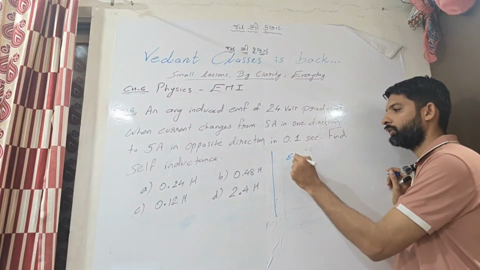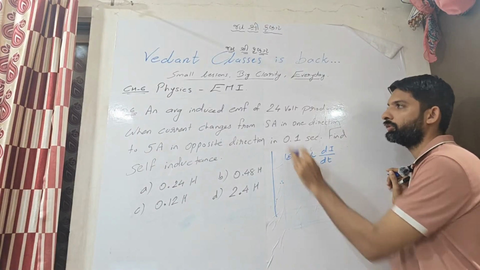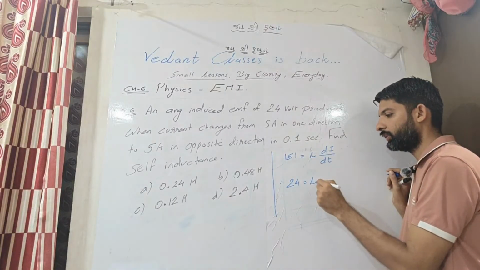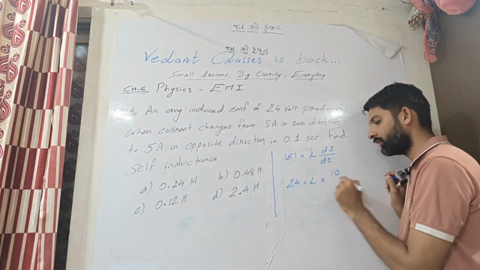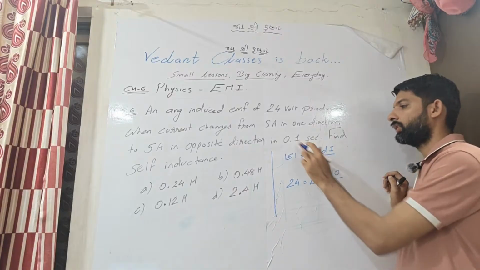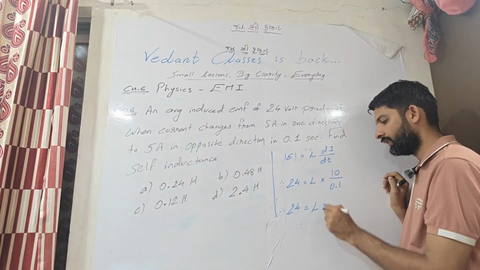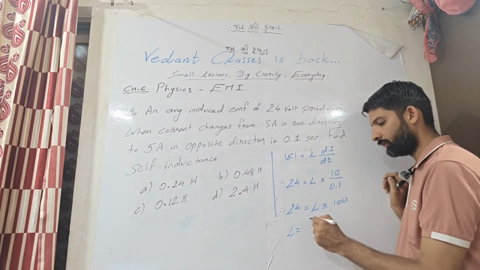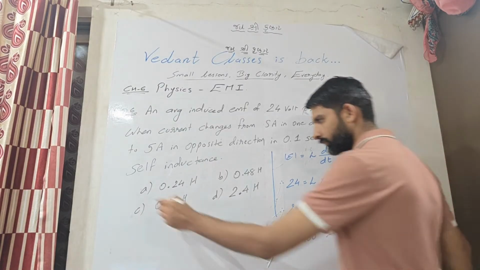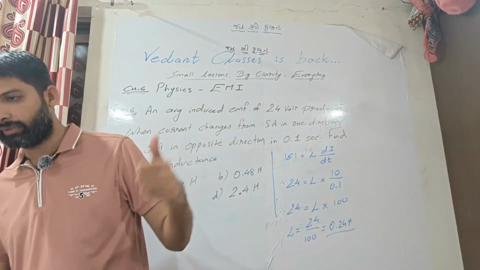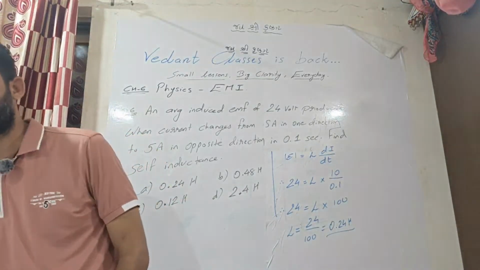See, for this, induced EMF is equal to L di by dt. So induced EMF given is 24 volt. It is equal to L into change in current, 5 ampere from one side to the other side, so total change will be 10 ampere. Time given is 0.1 second. So 24 is equal to L into 100, so the value of L will be 24 by 100, which is 0.24 Henry. So option A is the right answer. Very good. Any doubt in this?